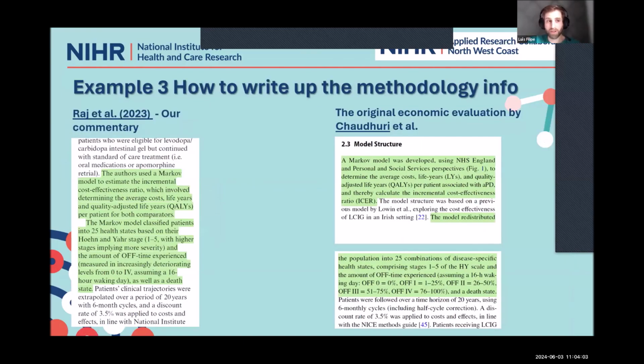So now, just showing you how we did in our commentary to find basically the Markov model within the text, and what they say about that. On the left, you have our comment. On the right, you have the paper. Basically, in the paper, it's in the methodology section, in a subsection called model structure. You can clearly see that the first thing they say in the model structure is that they use a Markov model. And then they continue, and in the next page they say that the model redistributes the population into 25 combinations, and they explain the 25 combinations where you have these 1 to 5 HI scores.